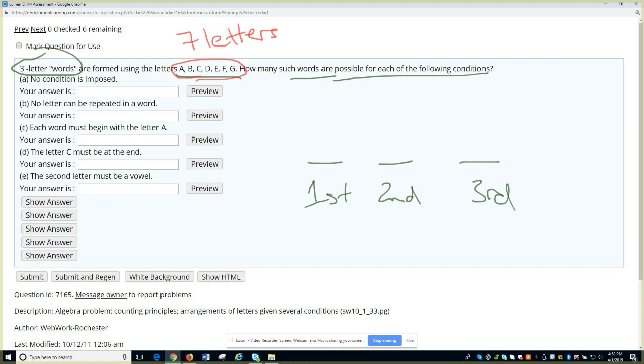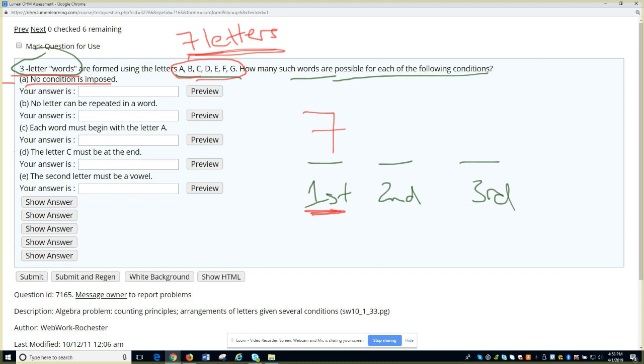Okay, so I'm making 3 choices, and I have 7 options within each choice, but really it's going to be affected by the specific kind of condition that we're working with. So the first problem says that there's no condition imposed. That means for my first letter choice, I've got 7 options. So I have 7 possibilities for the first choice.